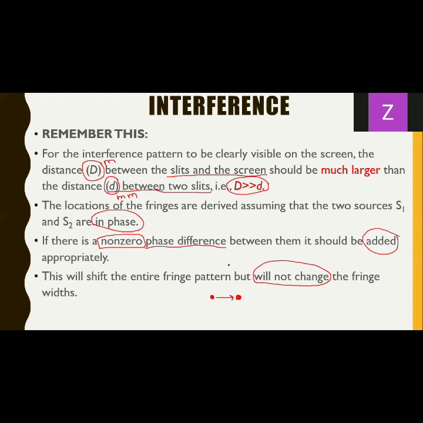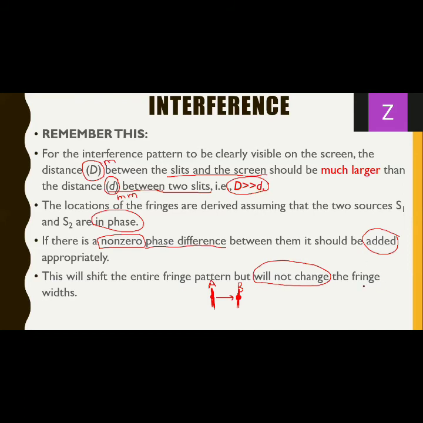उसके वजह से क्या होगा? If we are getting a pattern at this particular point, let's say this is where the pattern is supposed to start from, the center band. So this entire pattern, instead of starting at, let's say, position A, is formed at position B due to the non-zero phase difference. But that does not mean the widths of fringes will change.